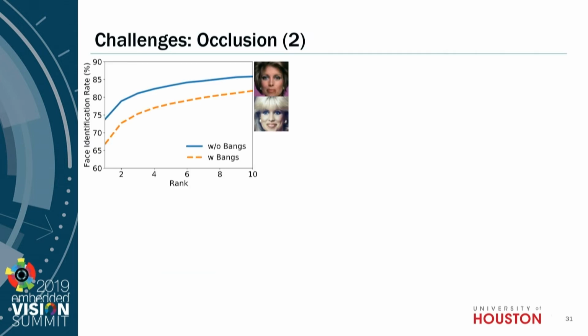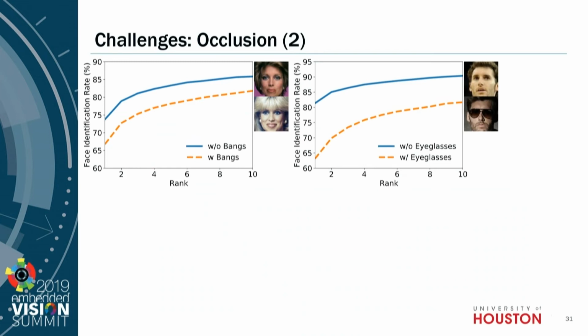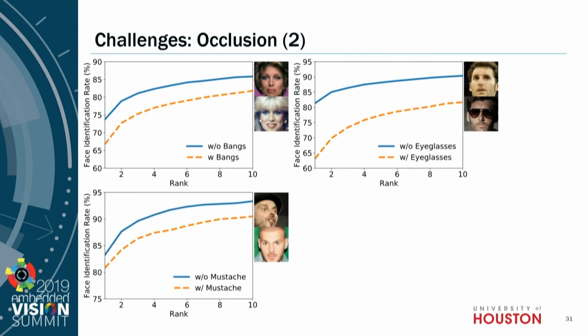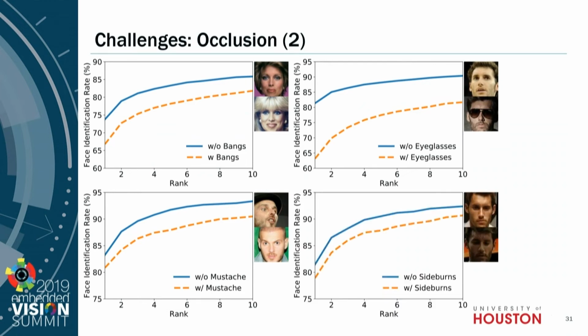And you can see again the comparison of the algorithms, but I want to give you a little bit more specific example. So here is the drop in performance for the same algorithm in different conditions. Here is the drop in performance when we have individuals that have bangs, and you can see about 8% drop in rank 1. Significant percentage drop, more than 15% when somebody is wearing eyeglasses. Rather small when you have a mustache and sideburns.